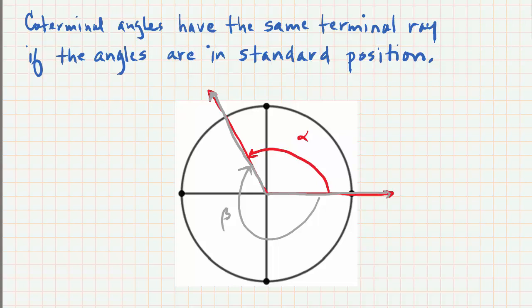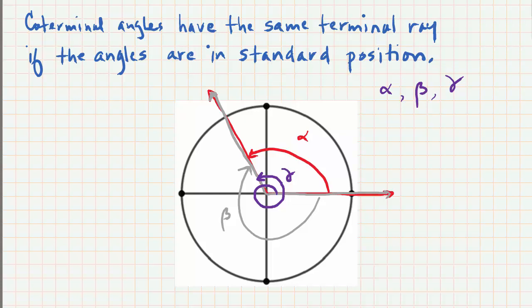Another possibility is to rotate multiple times. So we can rotate around perhaps like that. We'll call that angle gamma. All three of these angles are coterminal, alpha, beta, and gamma. They're all angles in standard position, and they all have the same terminal ray. So that makes them coterminal.